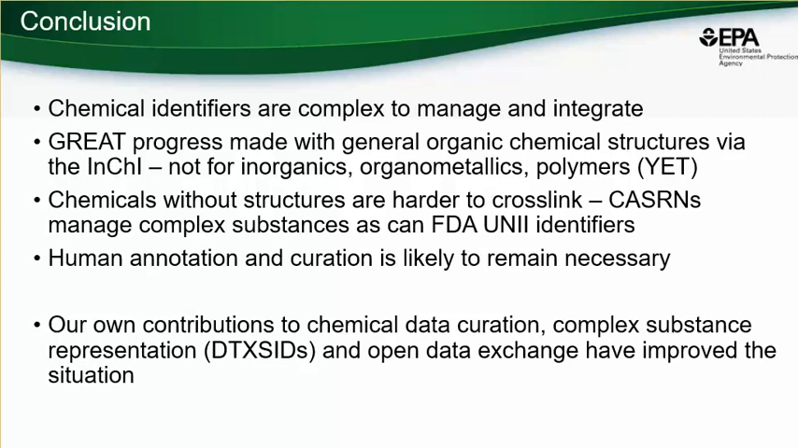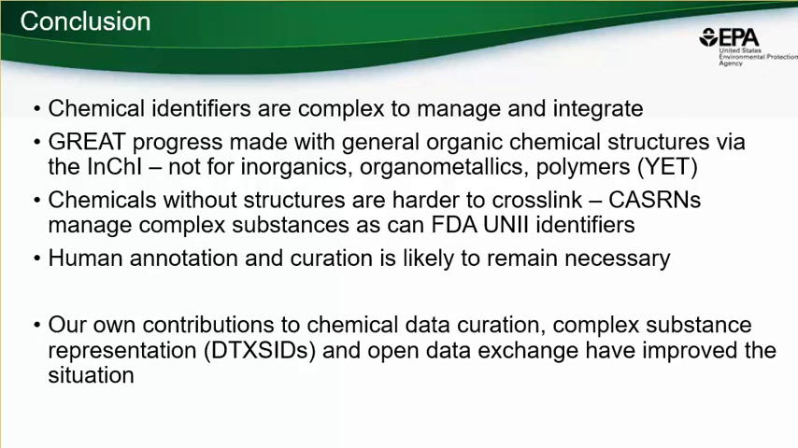There is also the MInChI, that's the mixture InChI that is in development. So chemicals without structures are harder to cross-link, but CAS numbers are very enabling, but you've seen the challenges there also. The FDA UNII identifiers are beneficial, but also take a lot of work to map between applications. I remain with the position that human annotation and curation is going to be necessary for the foreseeable future.